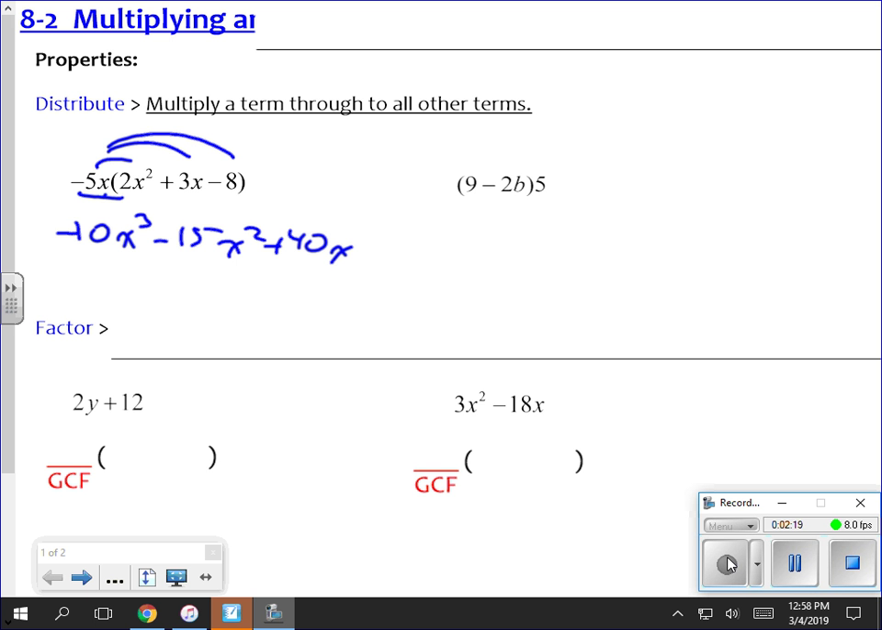Second one is still distributing. Just because it's in the back doesn't mean you don't distribute. I still have 5 times negative 2b and times 9. I just distribute going the other direction, but it's still the same idea. You're multiplying. You see anything stacked up to parentheses, it means multiplying. So I'm multiplying 5 times 9 minus 2b. Now I do 5 times 9, gives me 45. 5 times negative 2b, negative 10b.